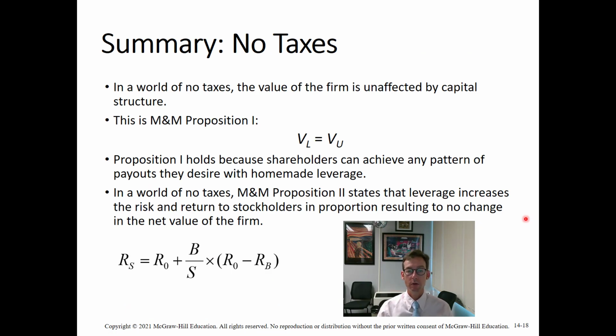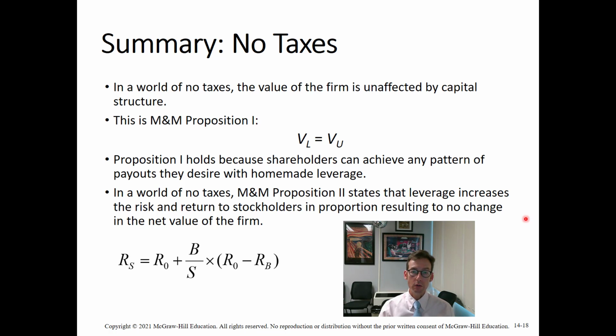So let's summarize what we've been talking about here. Let's talk about the world of no taxes. So in the world of no taxes, the value of the firm is not affected by the capital structure. This is what we refer to as capital structure irrelevance. And so that's what we talk about as Modigliani and Miller proposition number 1, that the value of the levered firm is identical to the value of the unlevered firm. Proposition 1 holds because shareholders can achieve any pattern of payouts they desire with homemade leverage.